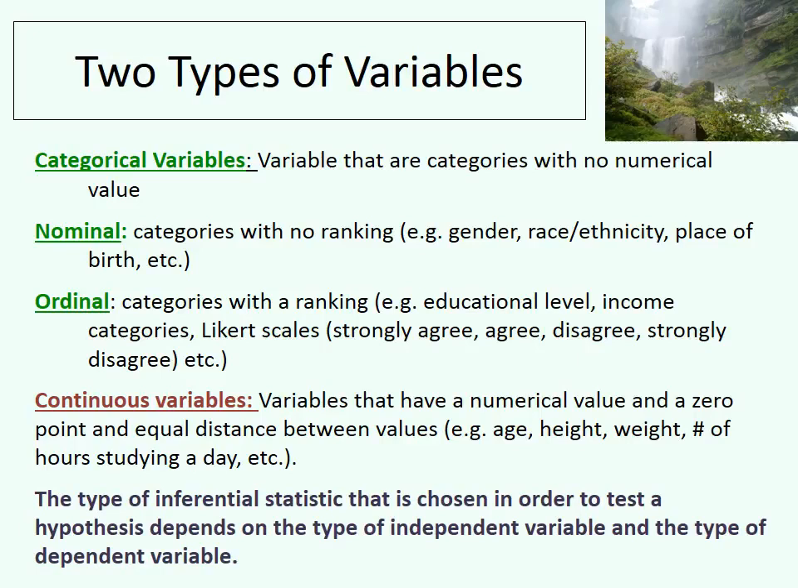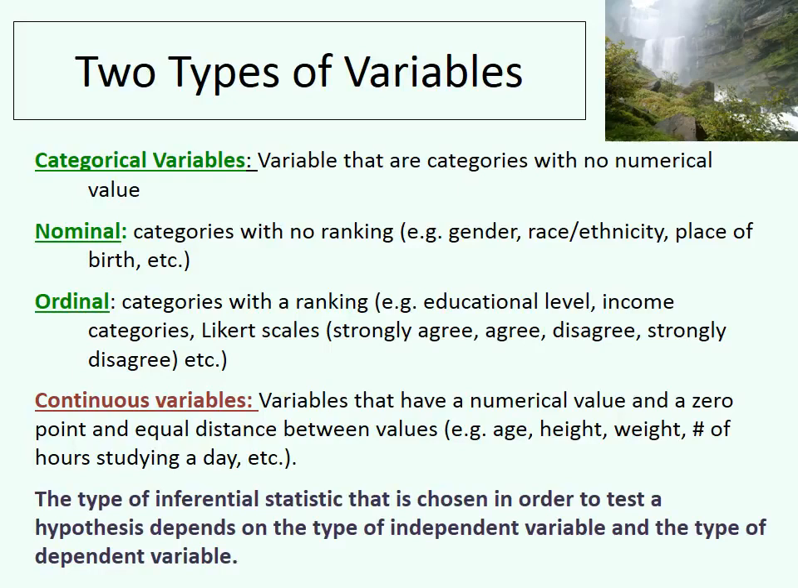Continuous variables are those that have a numerical value associated with them and that also have equal distances between values, such as age, height, weight, number of hours studying in a day, etc.